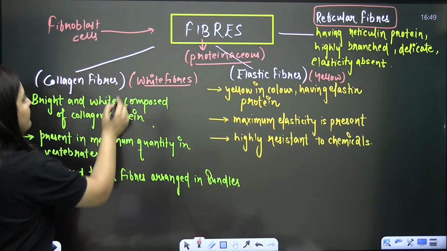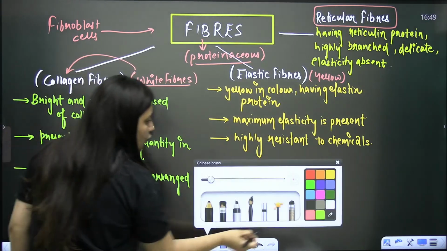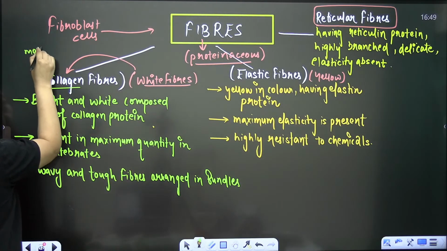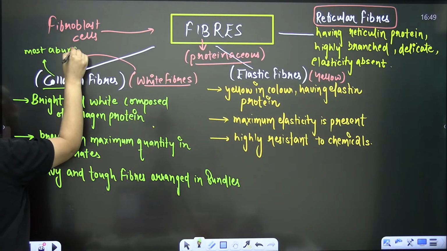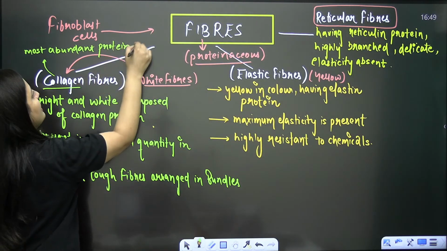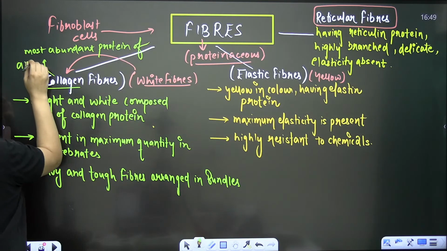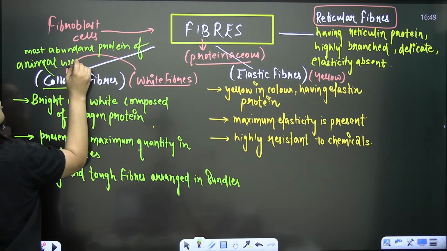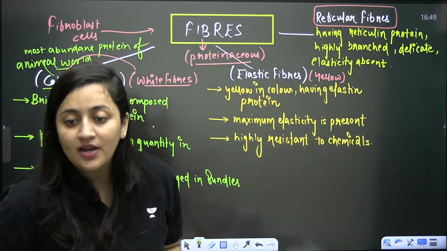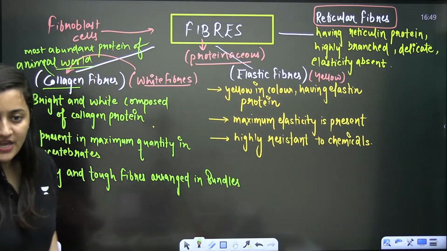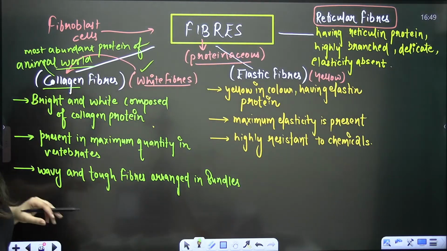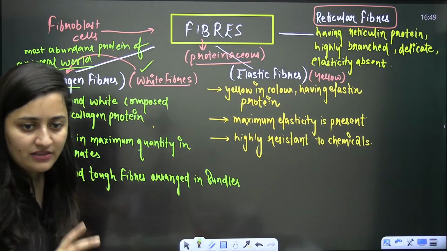White fiber is majorly made up of collagen. Now I hope you know about collagen. Collagen is the most abundant protein of the animal world, and it is the most abundant protein of the extracellular matrix. So if white fibers are there, they are made up of collagen. Collagen is the protein that will make the white fibers.